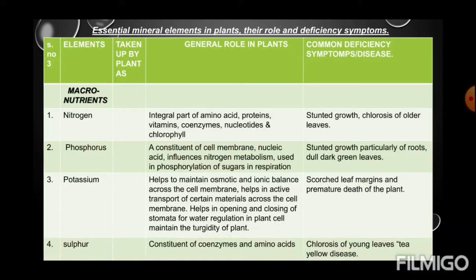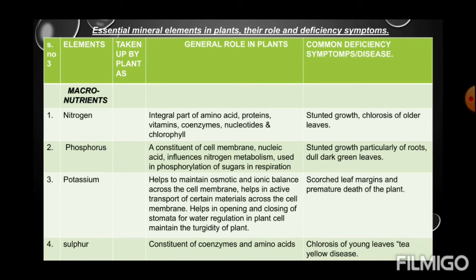Sulfur. It can be taken up as sulfate ions. It is a constituent of coenzyme A, such as ferredoxin, and various other amino acids. You are going to study certain coenzymes in the chapter on photosynthesis. I have already explained in the enzyme chapter that coenzymes assist the enzyme. So there are certain coenzymes which need to be built up. Why? Because they are going to help in the various physiological cycles of the plant.